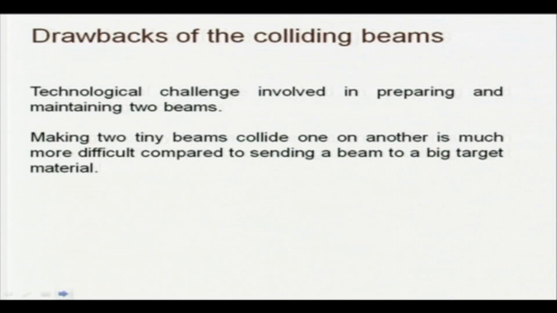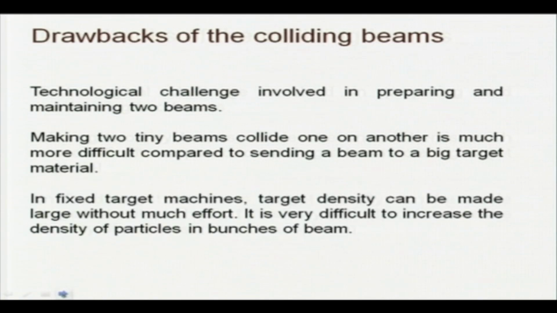You have now two beams to handle rather than one beam, so that itself is a disadvantage, and the size of the whole accelerator and collider complex can be different, etc. So, this is one of the disadvantages compared to the fixed target. The other is that in the case of a fixed target, providing a large density of target particles is much easier compared to keeping large density particles in the bunches of colliding beams.